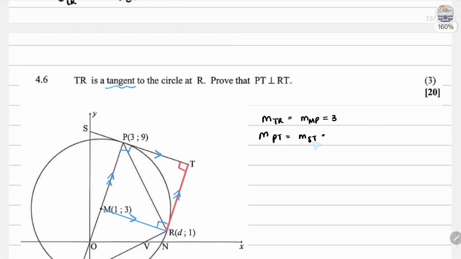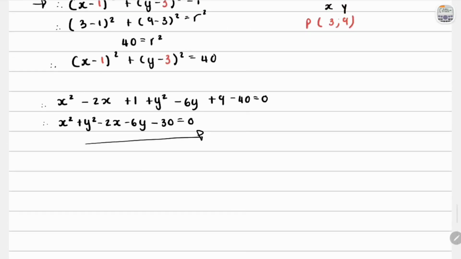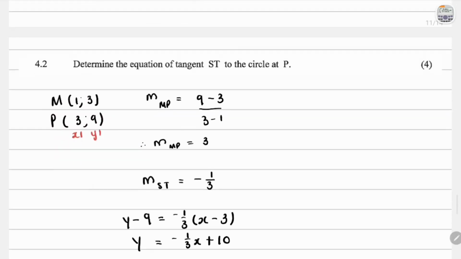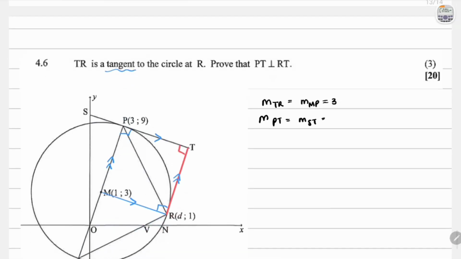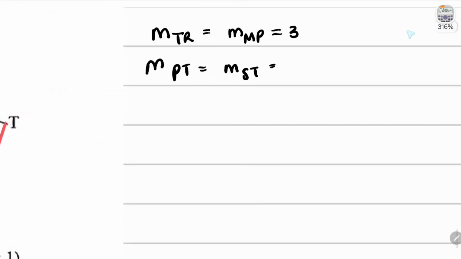Okay, now what is the gradient of ST? We already found that like in the beginning. It's one of the first questions that we did. So here, the gradient of ST is negative 1 over 3. So we can put that down. That's negative 1 over 3.